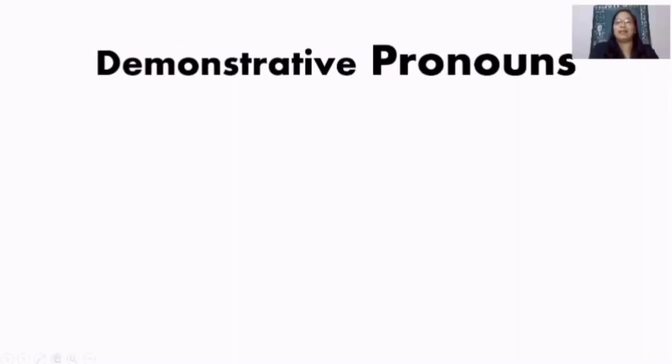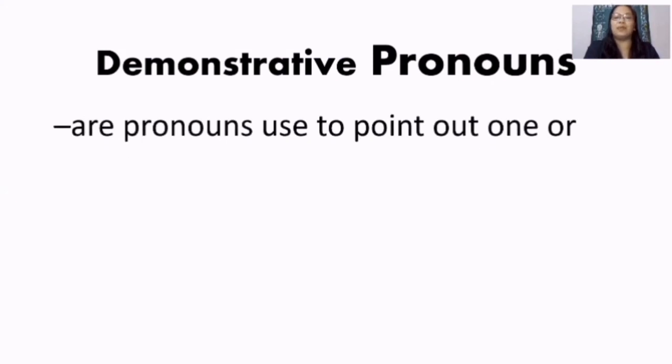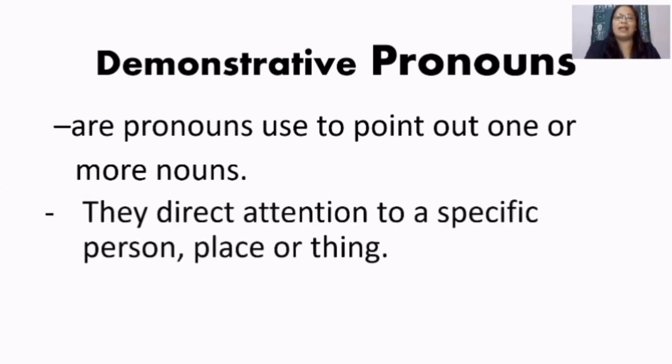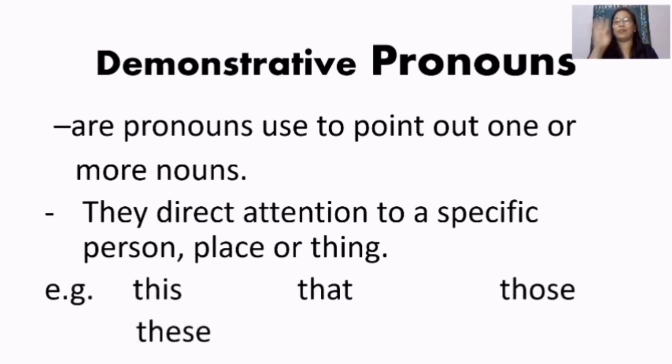Furthermore, the third kind of pronoun is the demonstrative pronoun. What are these demonstrative pronouns? These are pronouns used to point out one or more nouns. They direct attention to a specific person, place, or thing. We have here this, that, those, and these. So we have 4 demonstrative pronouns.